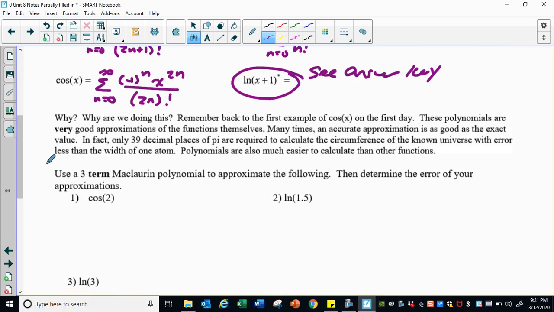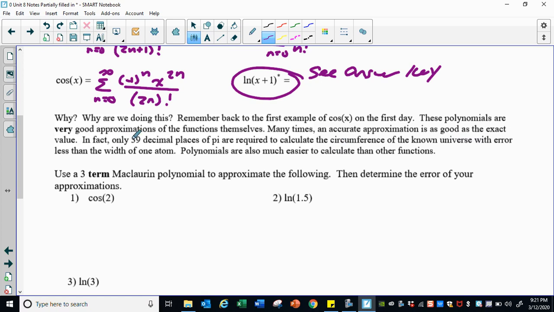Okay. So the point is, or I guess the question is, why are we even doing this? Thinking back to cosine, these are very good approximations for the functions themselves, usually very, very good near the point of tangency or the center, because it's not really a tangent line anymore. And a lot of times you only need an approximation for something.